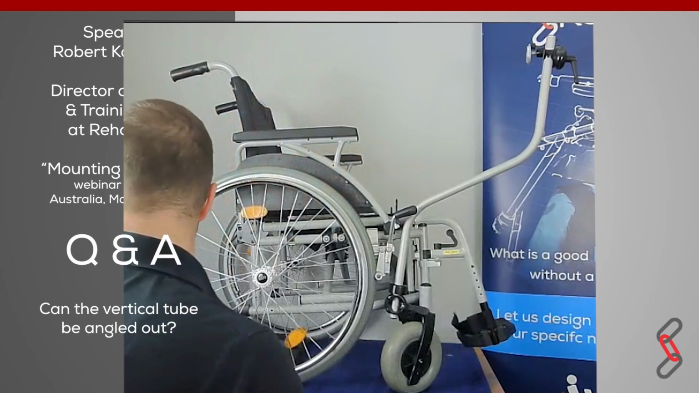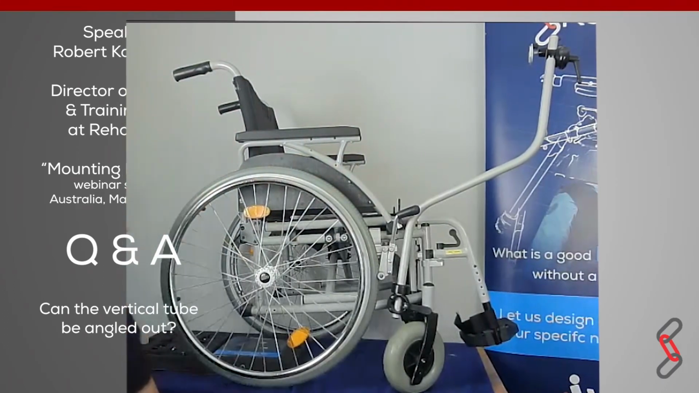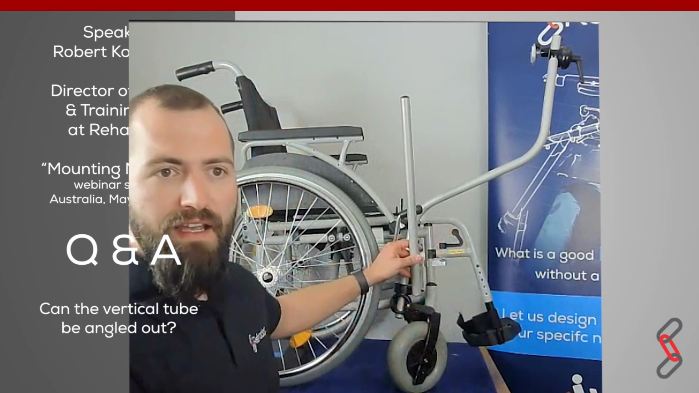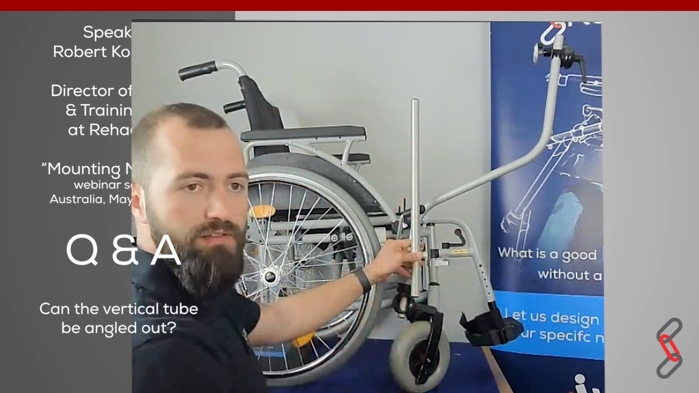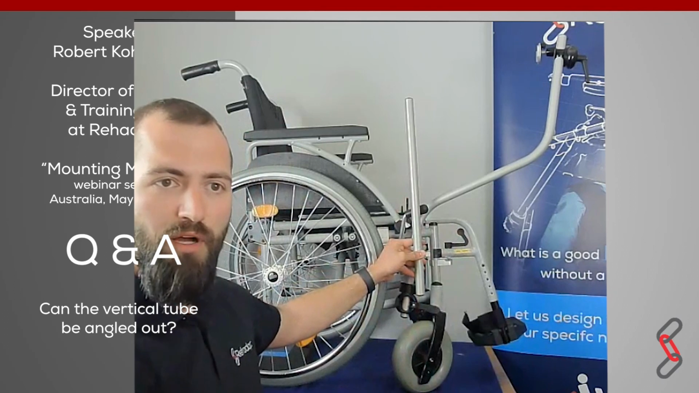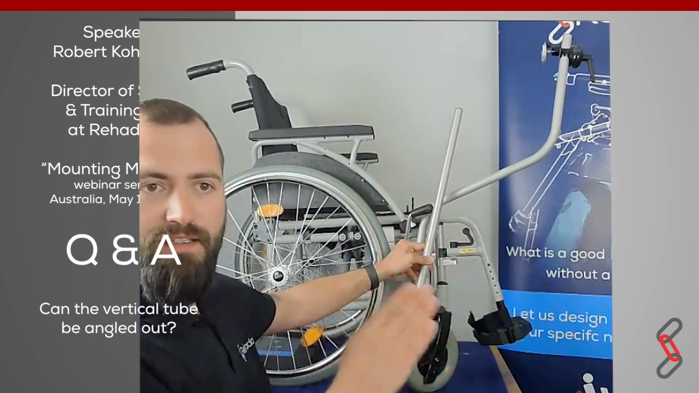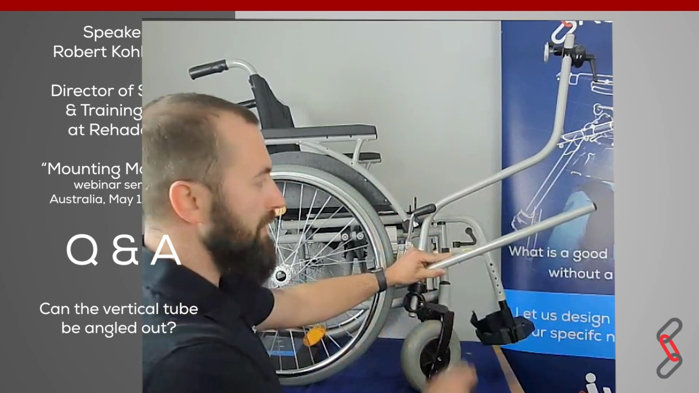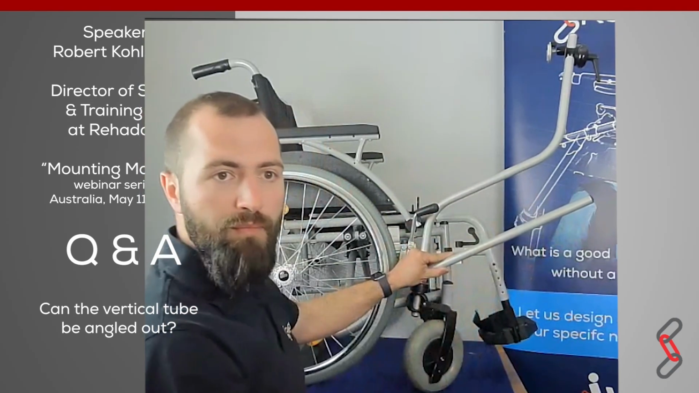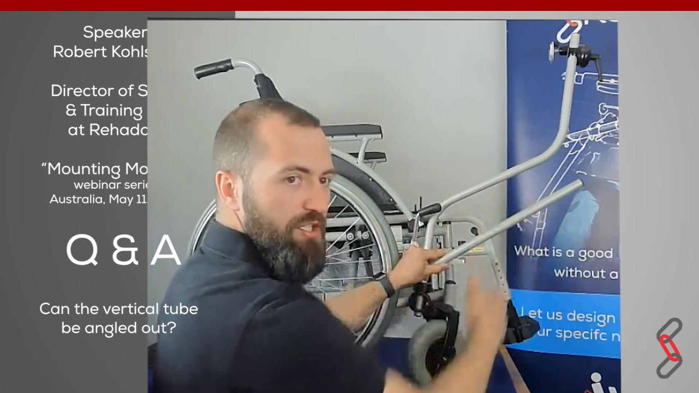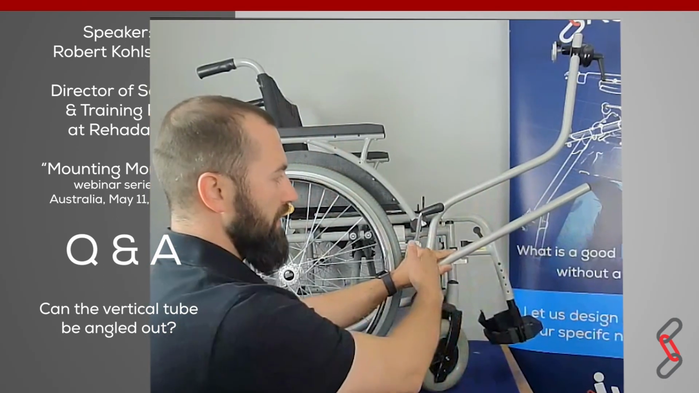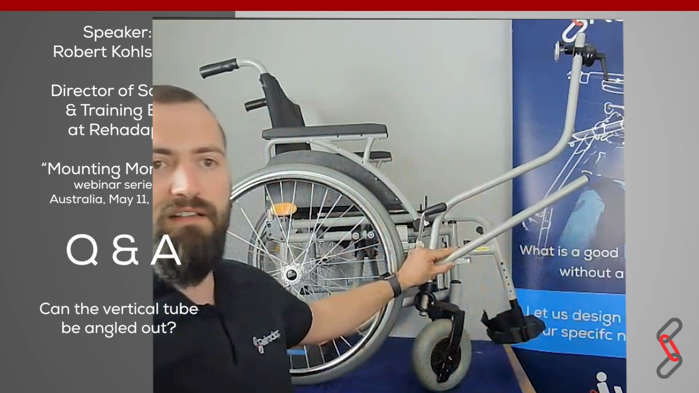I often see people putting the vertical tube at a far angle forward. So there are some recommendations. Most of the time it is recommended to put the vertical tube at a 90 degree angle if possible. If we need to move it a little bit more forward, that's not a problem, but I would never recommend mounting the vertical tube at a very, very far forward angle, because this is just too risky for the customer.